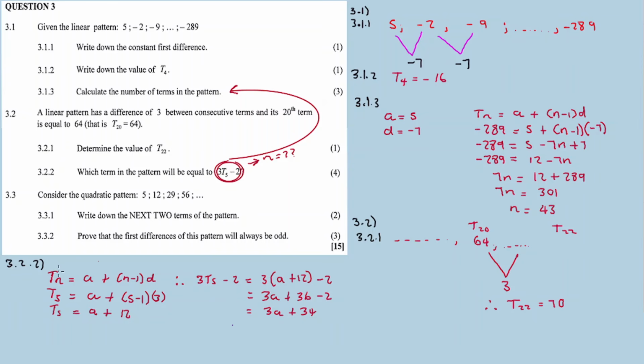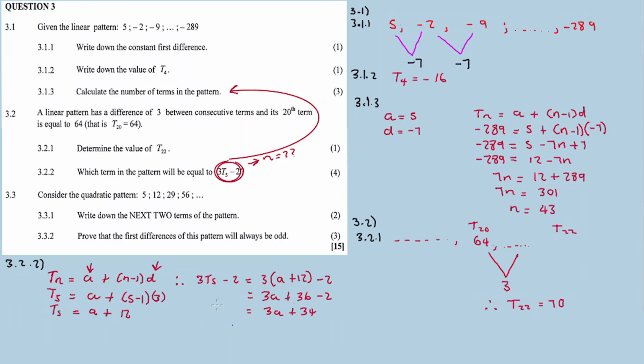Check, for the nth term I need a as well as d. If I have those two values, I can answer any question regarding that linear pattern. But the problem here is finding a, because I want the value of this, not in terms of a but the actual value.